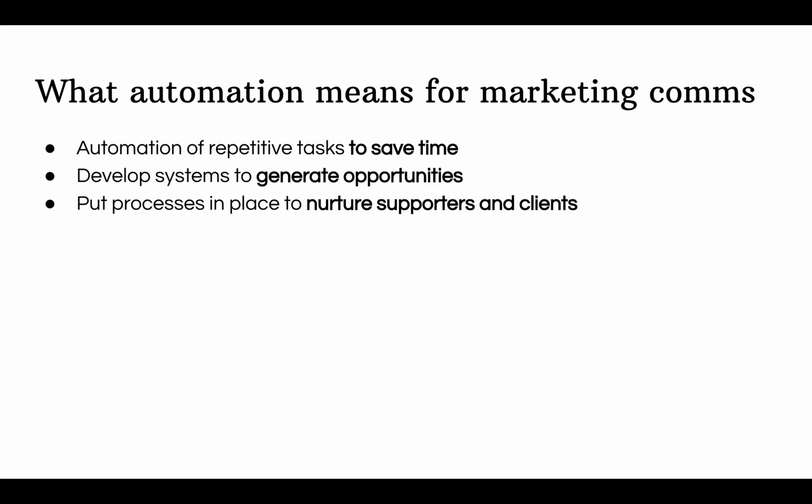You can develop systems to generate opportunities, and you can put processes in place to nurture supporters and clients. So for example, if somebody comes through to your website and they donate £10, they may get one type of email, but if they donate £50, they may get a different type of email from you. So you can set up automated processes to nurture your relationship with those supporters based upon different types of criteria.